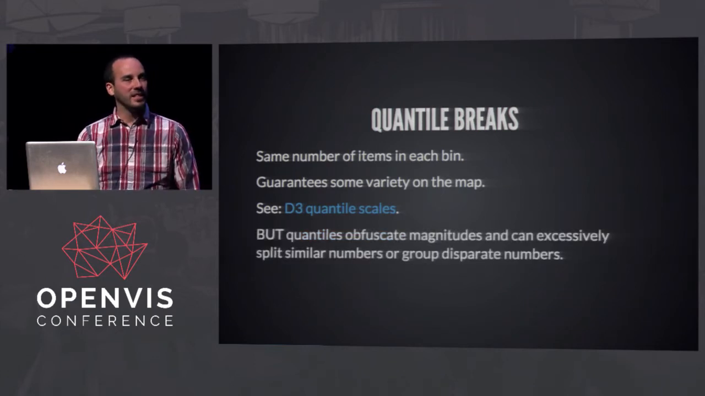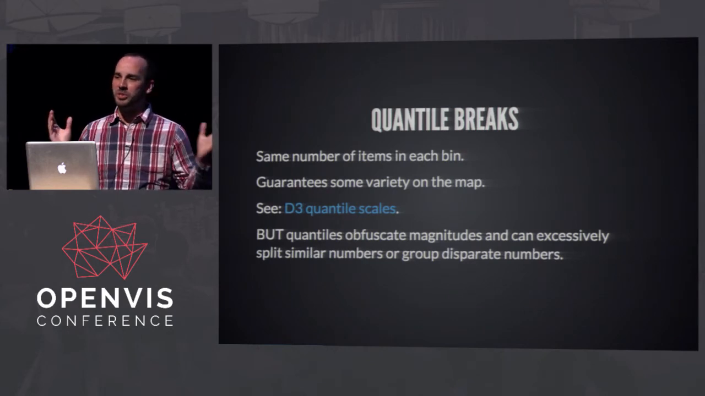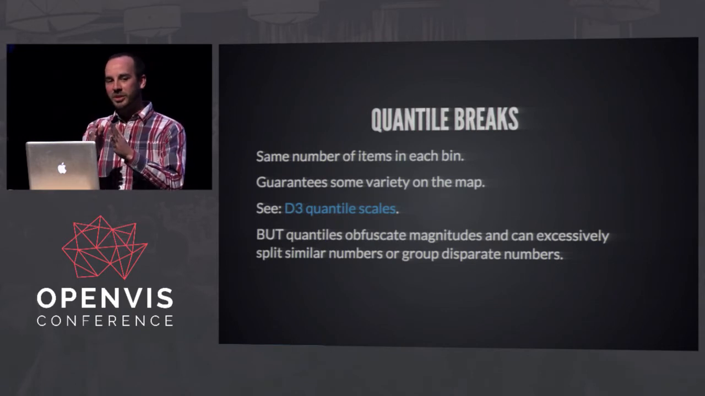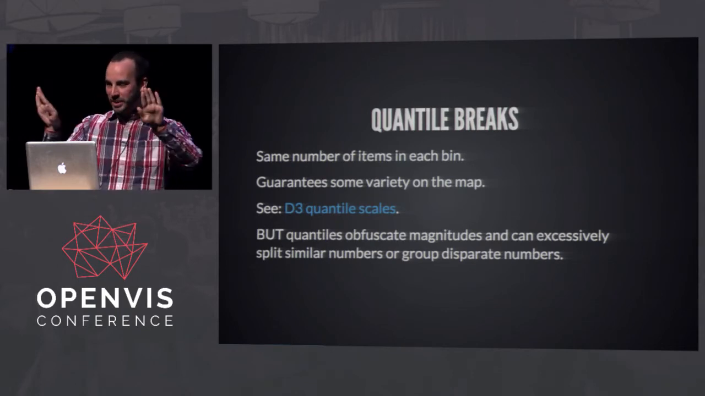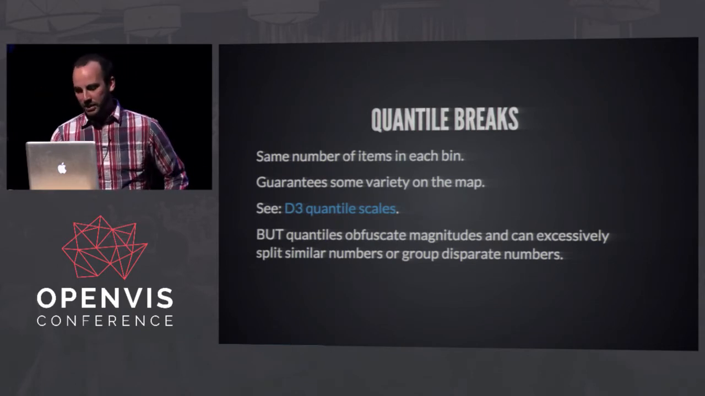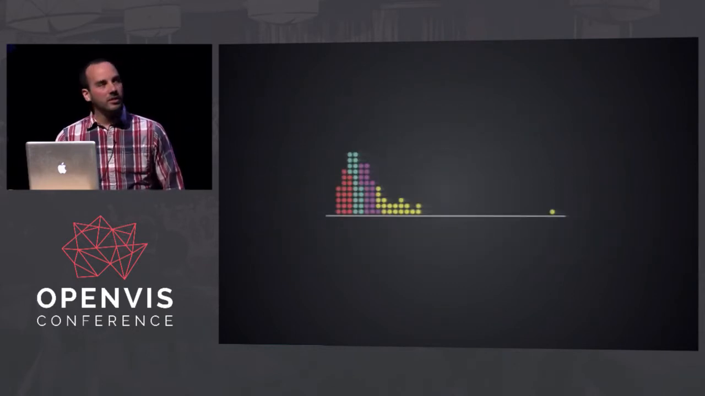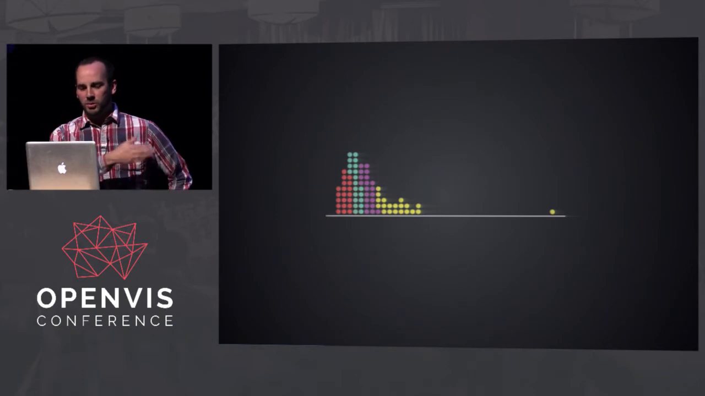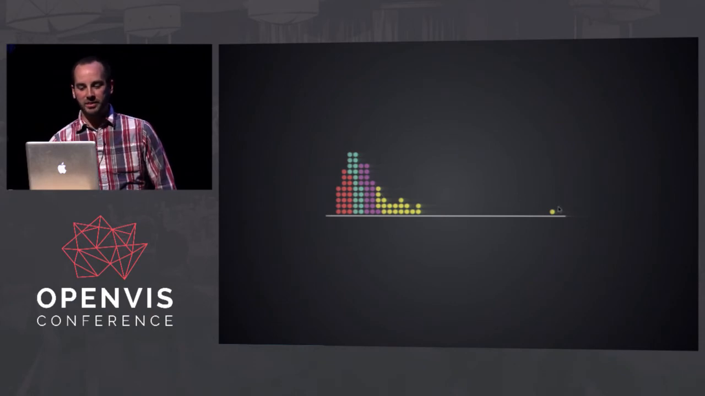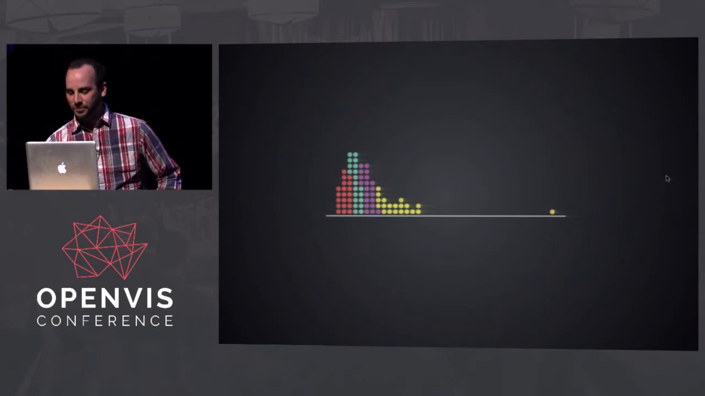But there are big downsides to this. You get these groups that just don't really make sense, because you might have numbers really far apart from each other thrown into the same group. You might have two numbers right next to each other split into different groups. So that's a big downside to these. Here's an example. If you just did quartiles on this distribution, it looks somewhat reasonable in here, but then you get this thing where this doesn't really belong with all of that.